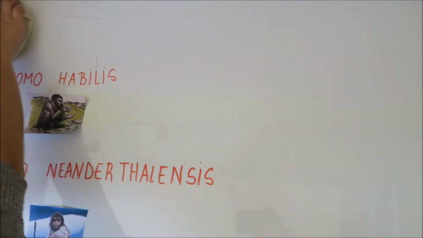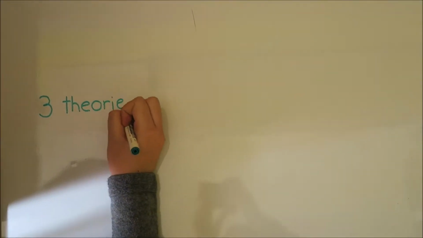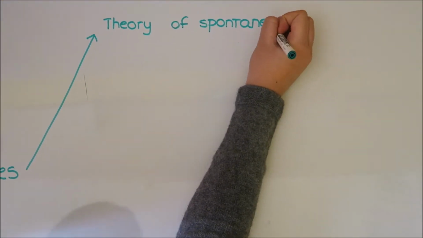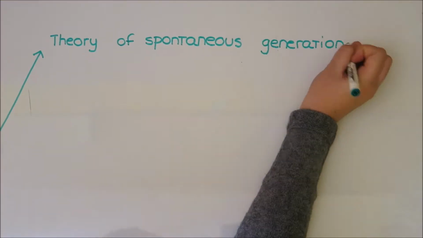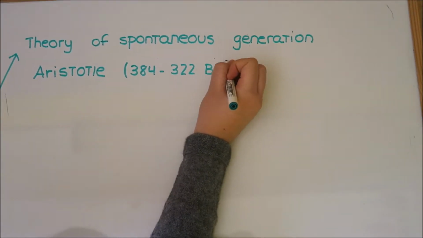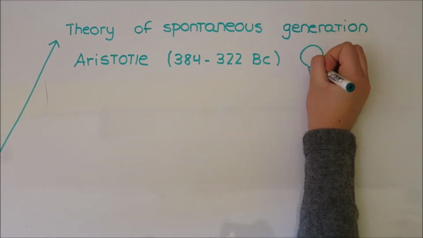Where do we come from? We have three different theories to talk about the origin of life. The first one is the theory of spontaneous generation proposed by Aristotle. This theory says that life comes just from nothing, just like that, spontaneously.